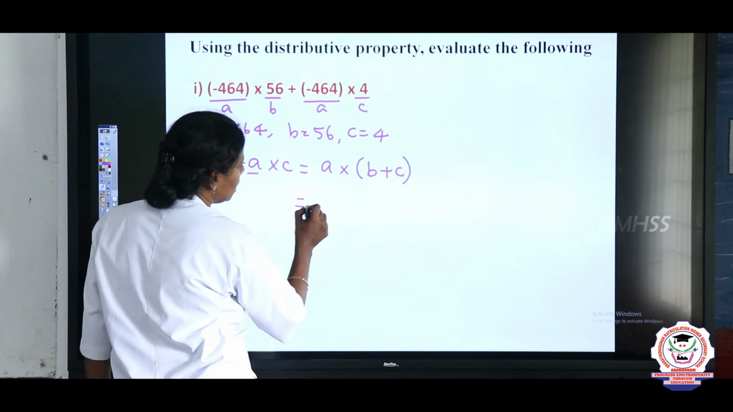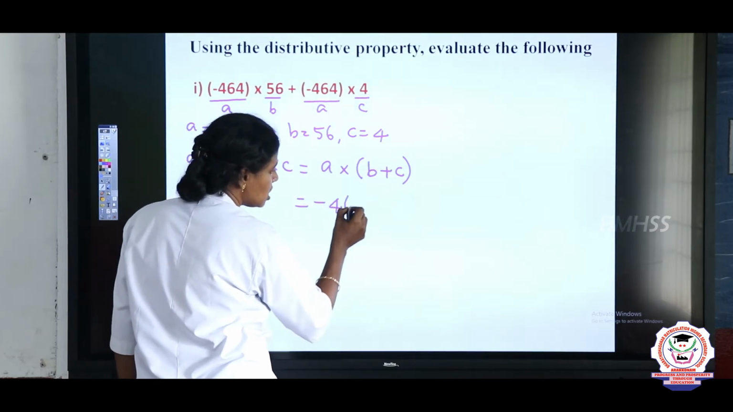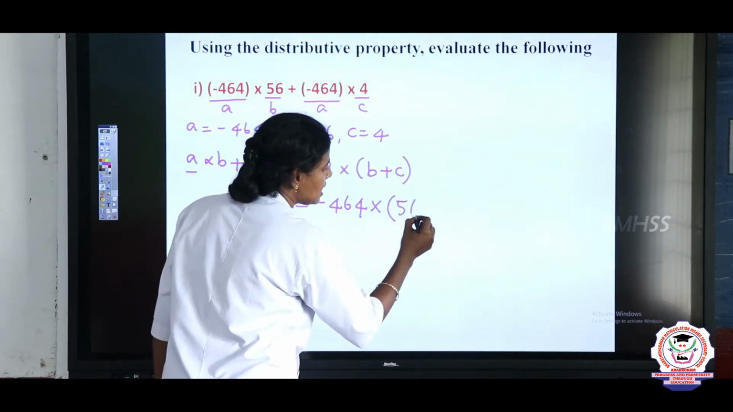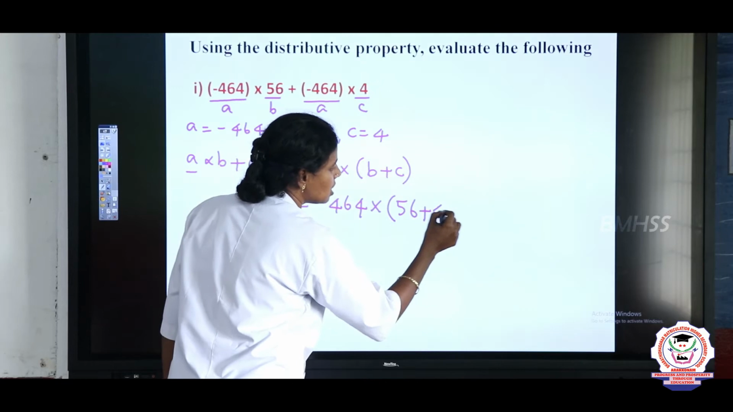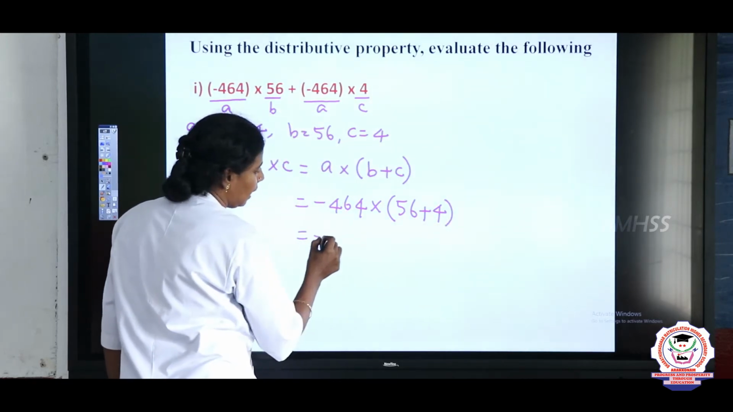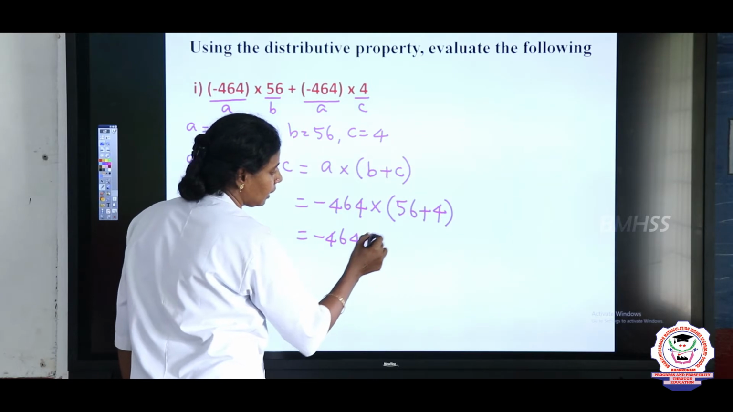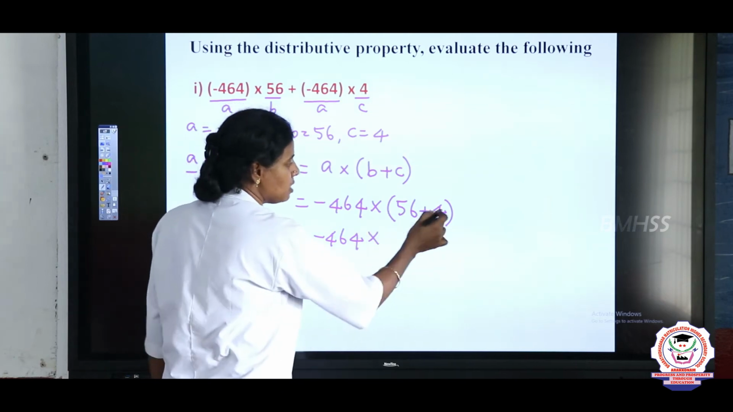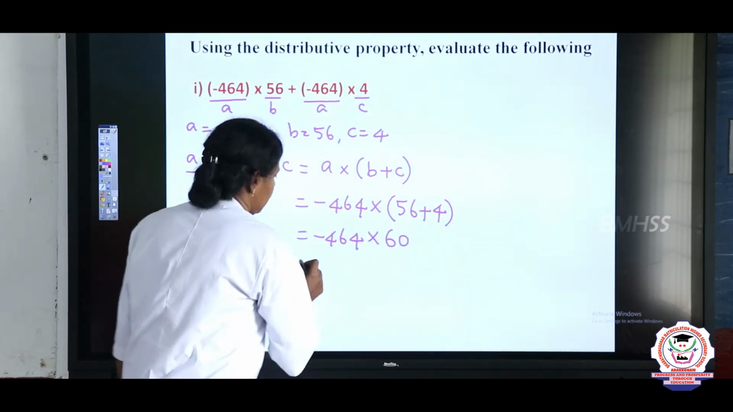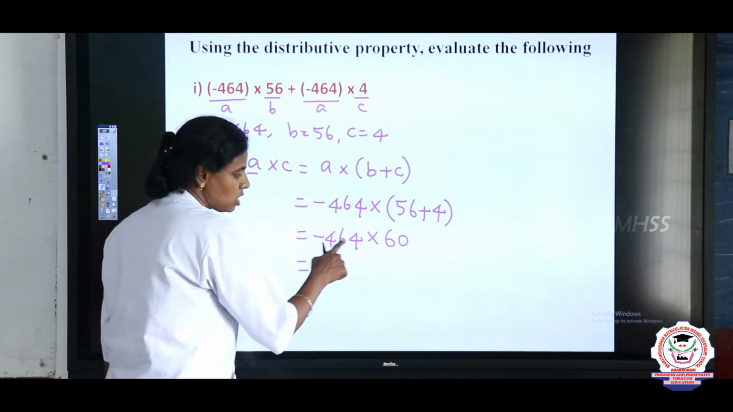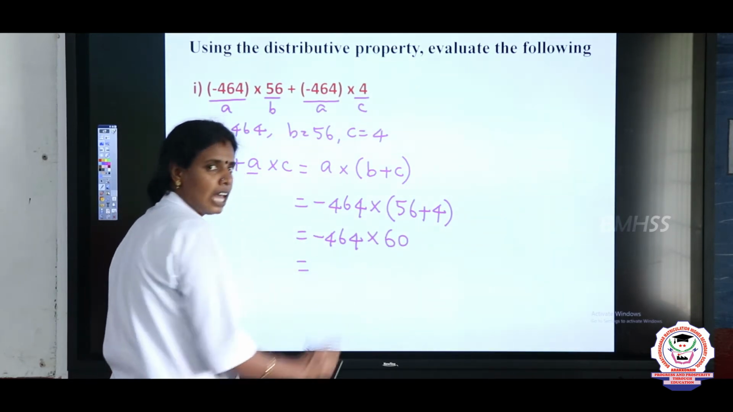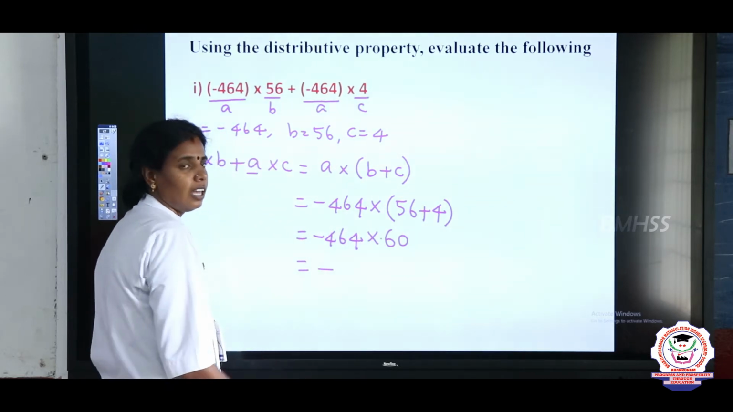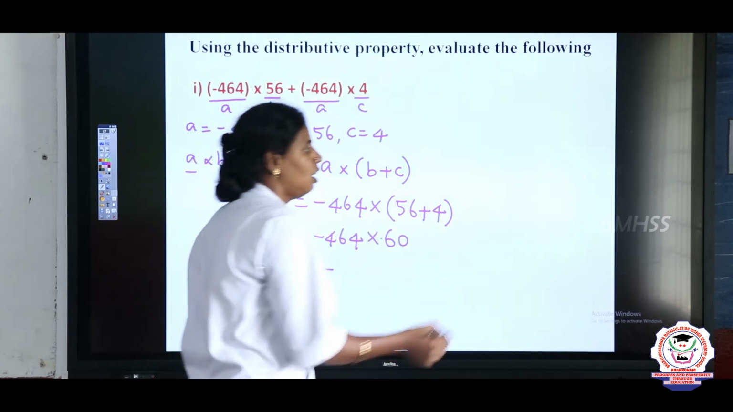So, let me substitute in this. A value is minus 464 into B. What is B? 56 plus C value is 4. Minus 464 into 56 plus 4. What is 56 plus 4? 56 plus 4 is 60. Now, here 464 is a negative integer and 60 is a positive integer. So, minus into plus is minus. And multiply 464 into 60.